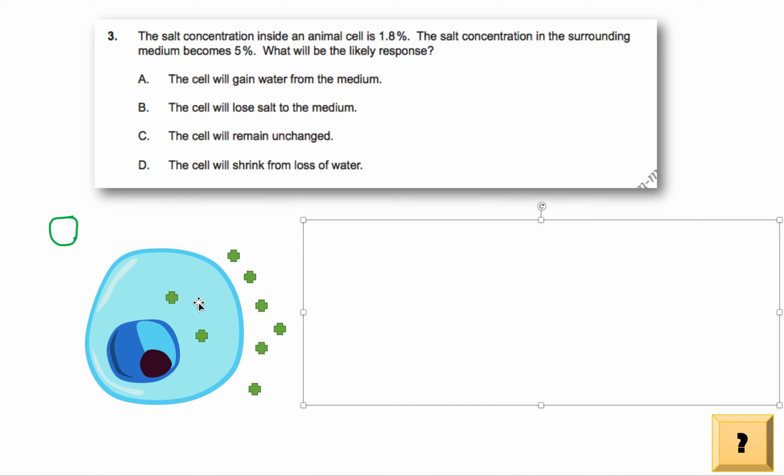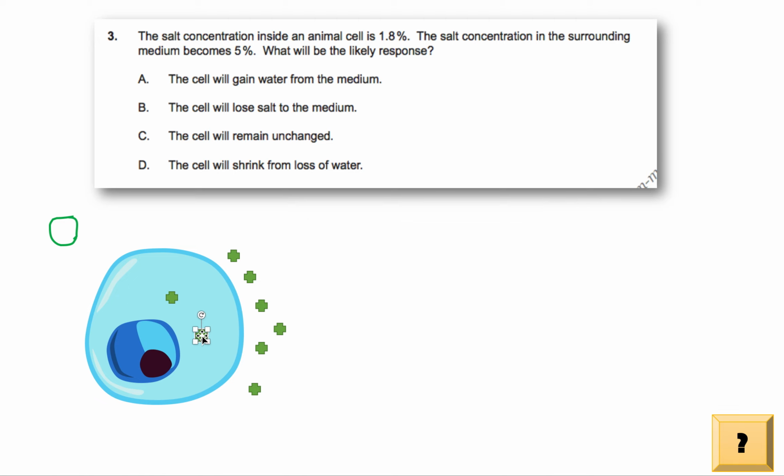We can see that this is our cell. We don't have any organelles, it's just a very simple cell with a nucleus and a cytoplasm, and we got these molecules inside. They're saying the inside is 1.8%. We don't really care about the specific percentage, it doesn't matter. We just need to know that the inside is less than the outside. The outside is 5%, whereas the inside is 1.8%. So that's all we gotta care about, that the one number is bigger than the other.